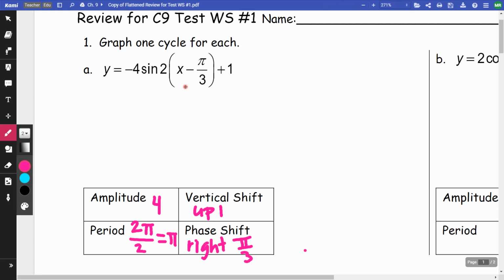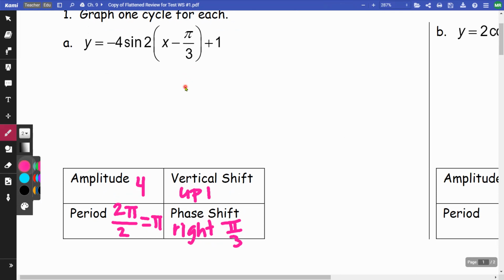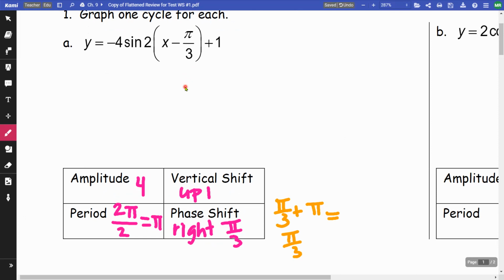Now, when I do this, I like to figure out where I'm going to start and end. So we are going to start at pi thirds. We're going to go pi away from that to get to the end of our cycle. Okay. So I can think of this as pi thirds plus 3 pi thirds. 3/3 is just a whole. And so we're going to end at 4 pi thirds. We're going to start at pi thirds, end at 4 pi thirds.